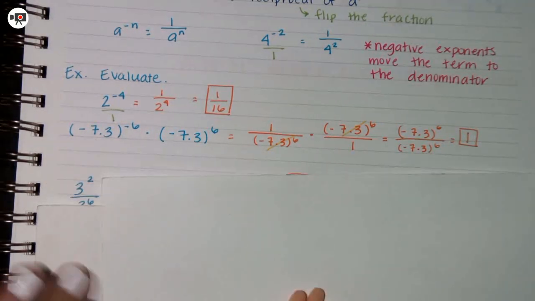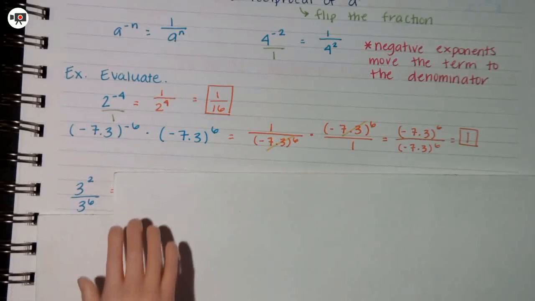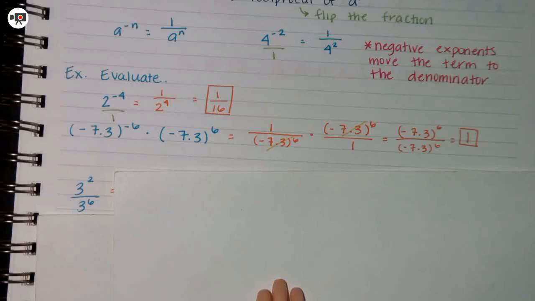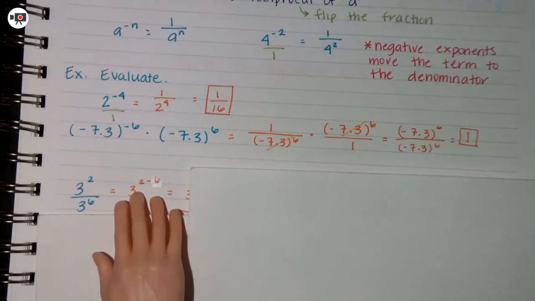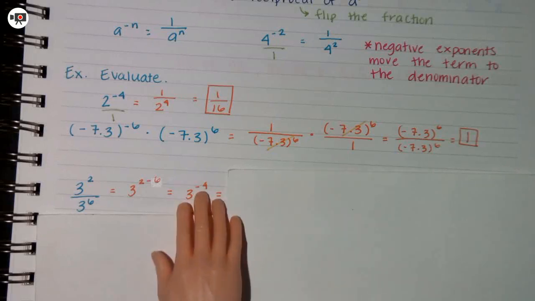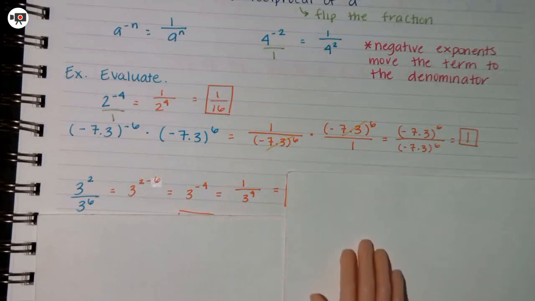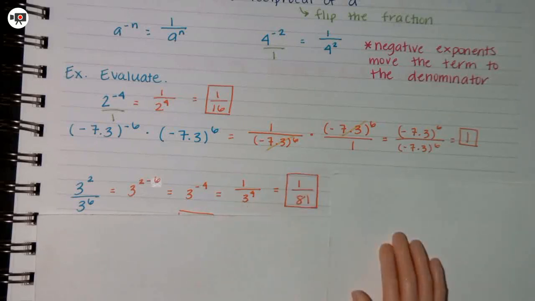And here we have 3 squared over 3 to the 6th, and we learned before that we're going to subtract these exponents. So that's 3 to the 2 minus 6 power, which is 3 to the negative 4th, but since that's a negative, I move it to the denominator, so that's 1 over 3 to the 4th, and if I calculate that, you get 81. So it's 1 over 81.